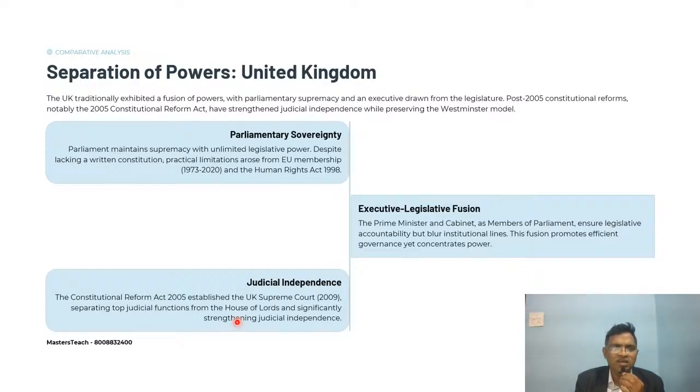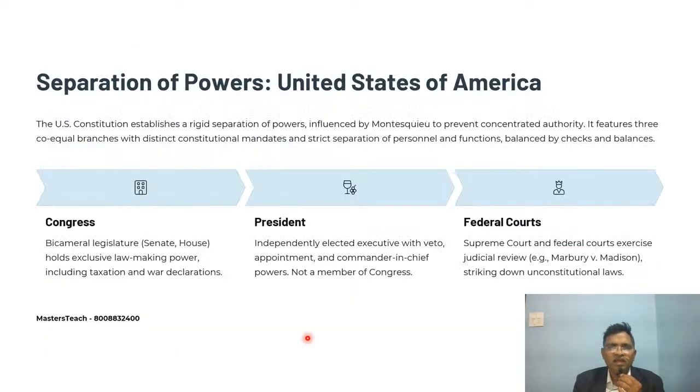Then judicial independence. The Constitutional Reforms Act 2005 established the UK Supreme Court in 2009, separating top judicial functions from the House of Lords and significantly strengthening judicial independence. So as per this, the constitution is being reformed in the UK. Okay, then we'll go to the separation of powers in the United States.